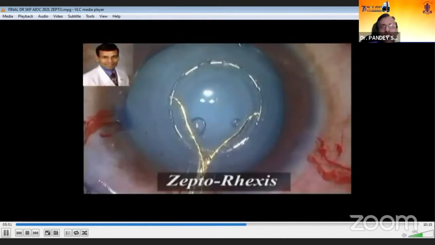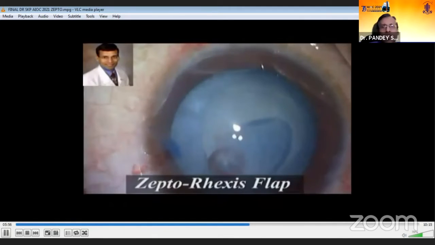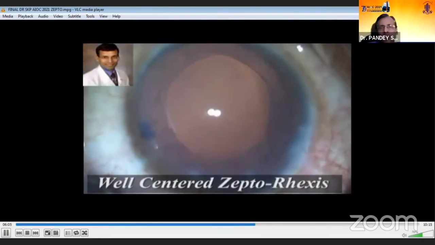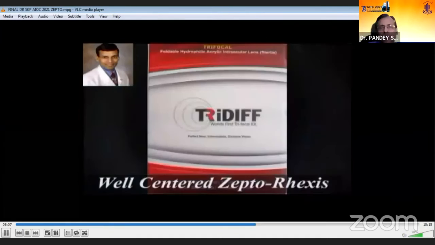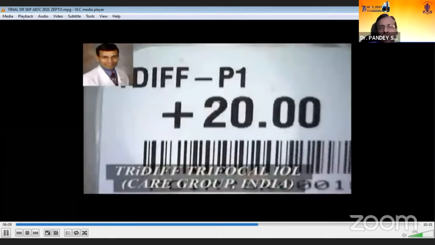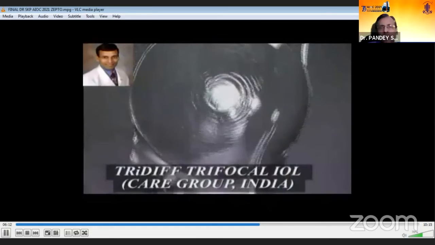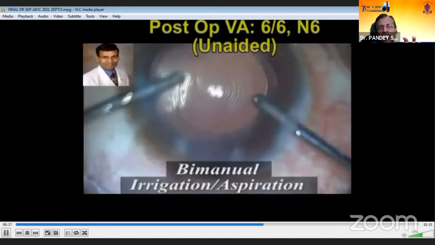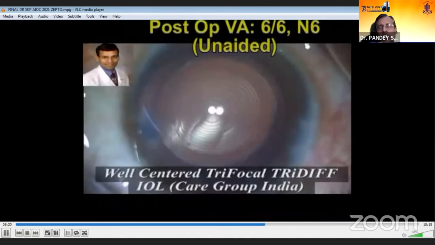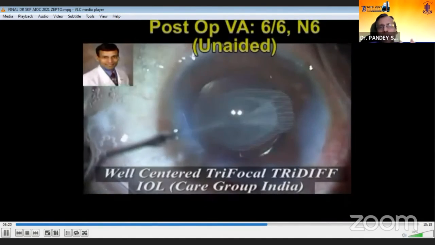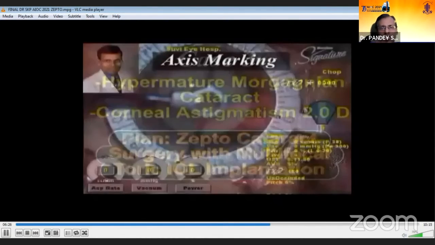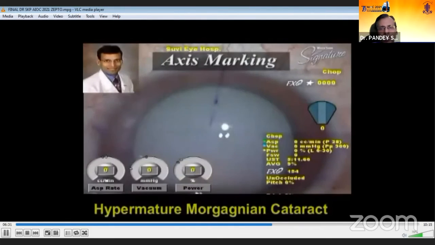And here you can see a successful capsulorhexis using the Zepto capsulotomy device. Once the capsulorhexis is done, the other steps are straightforward, and in this case we are implanting the trifocal lens in the capsular bag. The advantage of the Zepto-Rhexis in such cases is that one can achieve a central rhexis of approximately 5.2 millimeter in size, and everything else became straightforward and simple after performing the successful capsulorhexis.